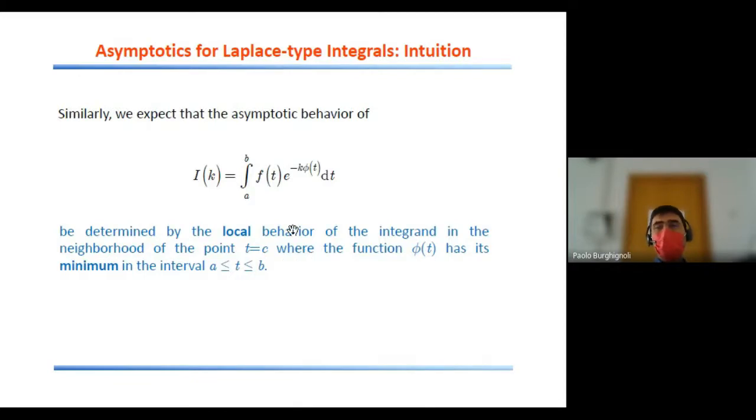So what we expect is that the asymptotic behavior of this kind of generalized Laplace integral is determined essentially by the local behavior of the integrand in the neighborhood of the point, let's call this point C, where the function phi in the exponent has its minimum in the interval that goes from A to B, because that point will give you the largest value of the exponential function.